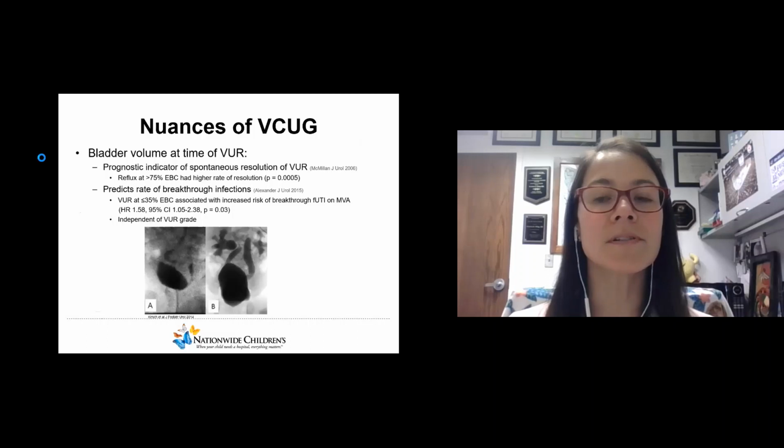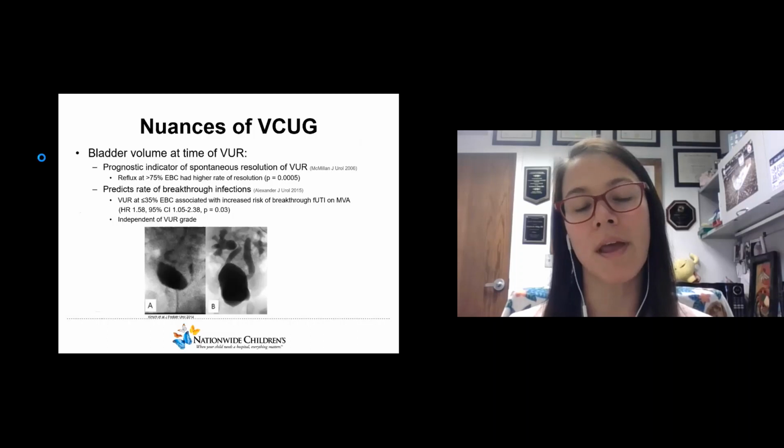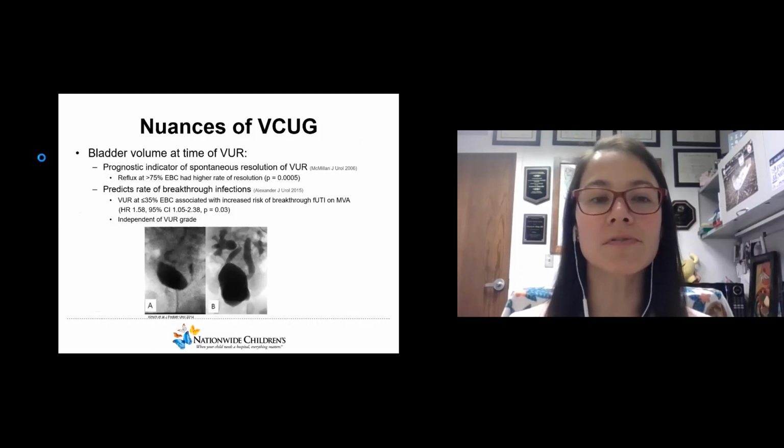So looking at these nuances of the VCUG a bit more closely, bladder volume at the time of reflux is reflected in these images down low that show filling in a low volume versus at a higher volume in B. And this is a prognostic indicator of the spontaneous resolution of reflux, showing that those who reflux at higher bladder volumes have a higher rate of resolution. It also finds that bladder volume can predict the rate of breakthrough infections, with reflux at a lower volume associated with an increased risk of breakthrough febrile urinary tract infections, and this was independent of VUR grade.